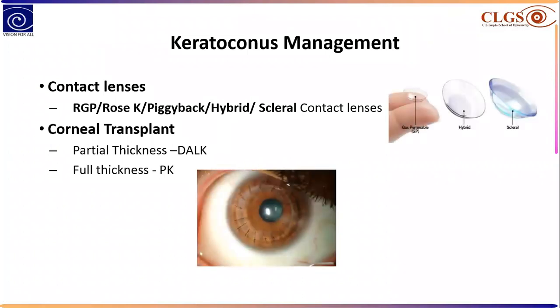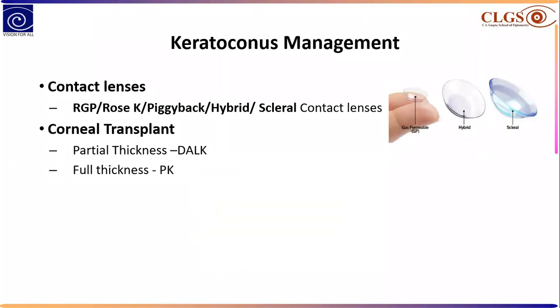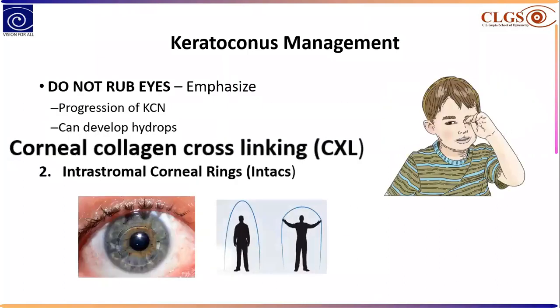So if you go to the management part, it goes step by step. First option, you have corneal collagen cross-linking and intacs. Sometimes corneal collagen cross-linking and intacs are both done simultaneously. Though there are many consultant surgeons who do not prefer intrastromal corneal rings because of several disadvantages associated with intacs.